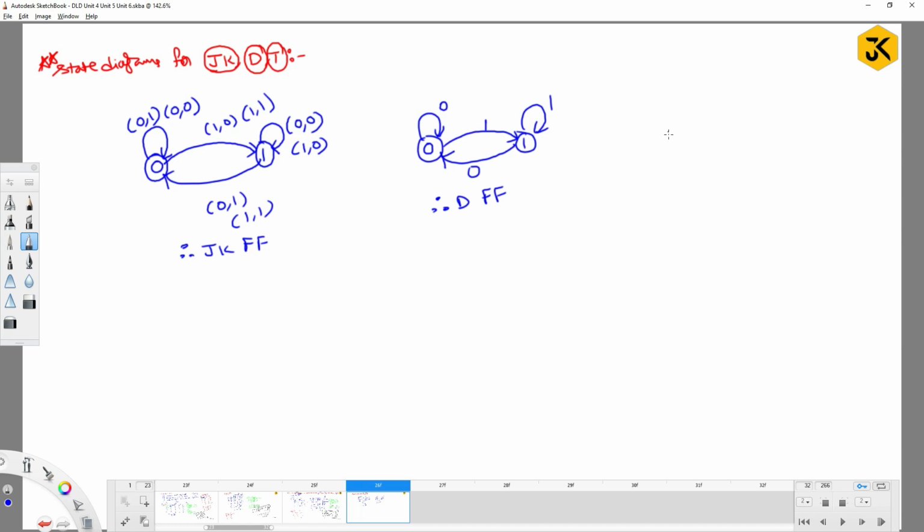Similarly, for T flip-flop, the states are 0 and 1. On 0 it stays at 0, on 1 it is moving to the first state. From here, if I get 1, I will move to this one state, and if I get 0, I will go to the same state. This is the state diagram for the T flip-flop, guys.